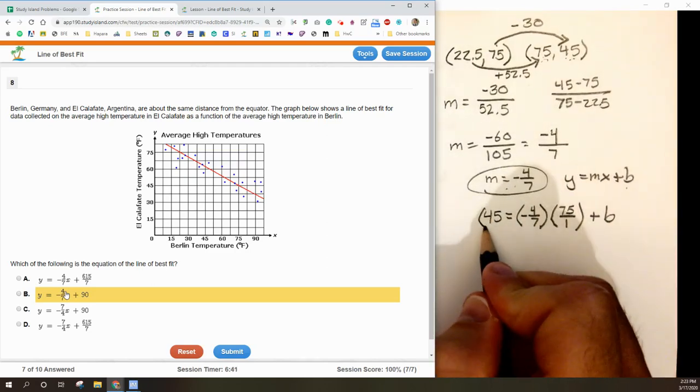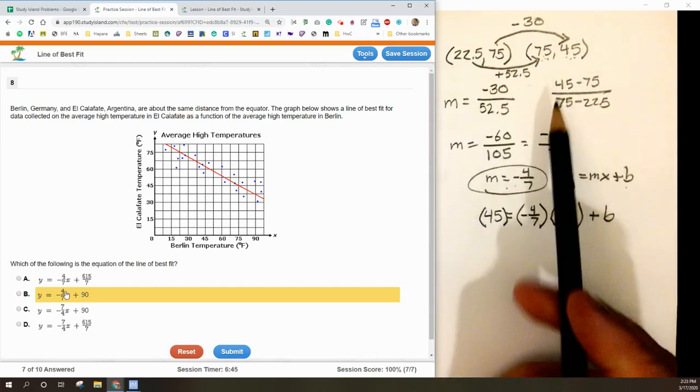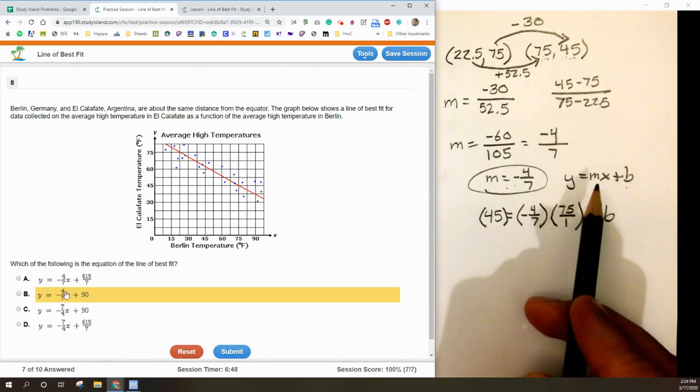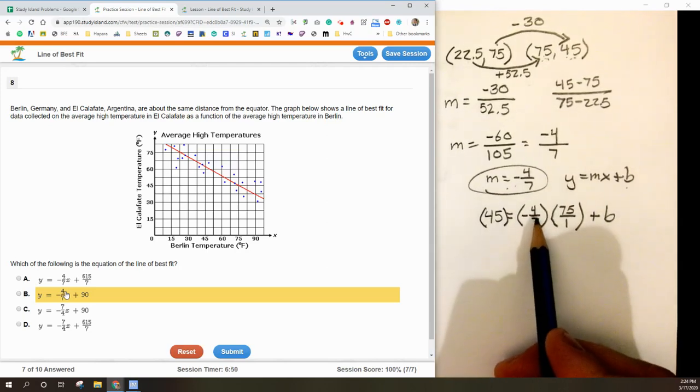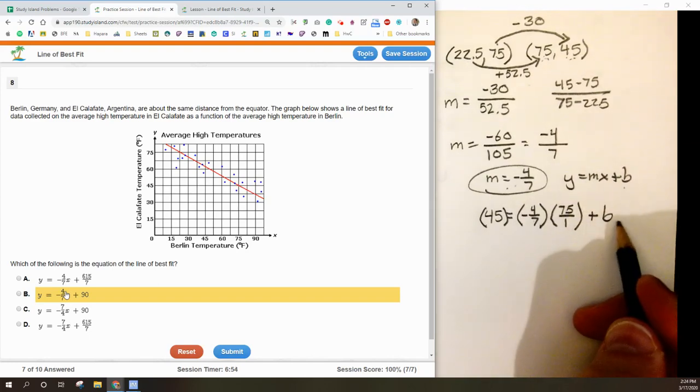So here it is. Y equals m times x plus b. But instead of y, we wrote a y coordinate 45. Instead of m, we wrote our slope negative 4/7. Instead of x, we wrote the x coordinate 75. And now we have plus b.